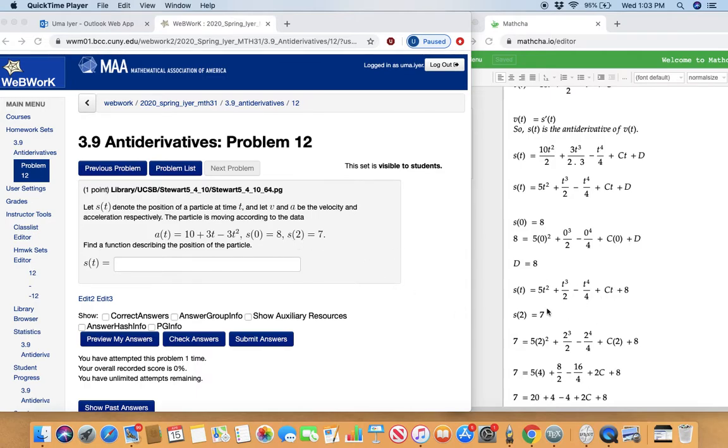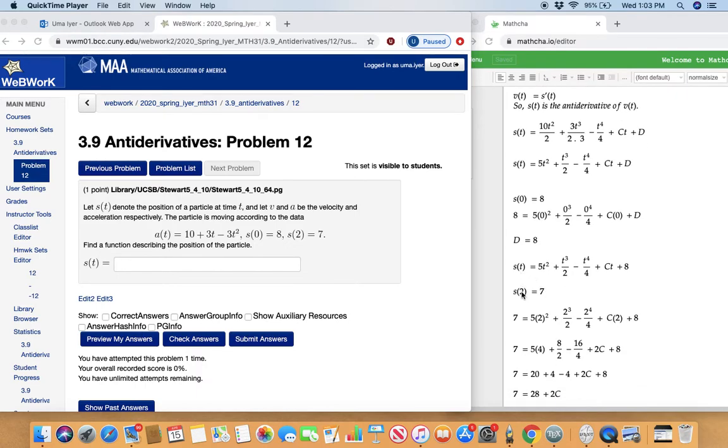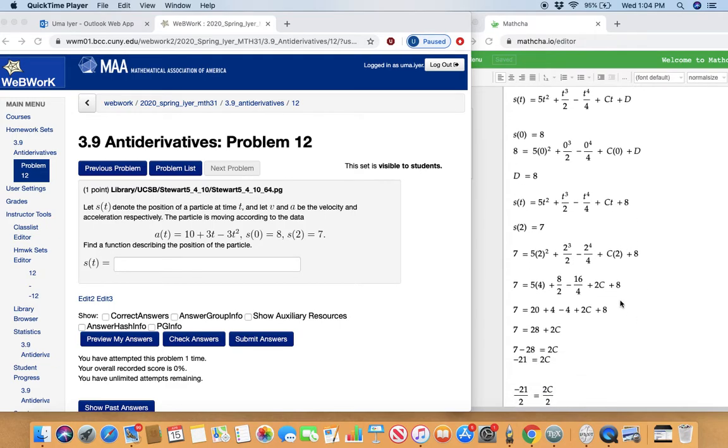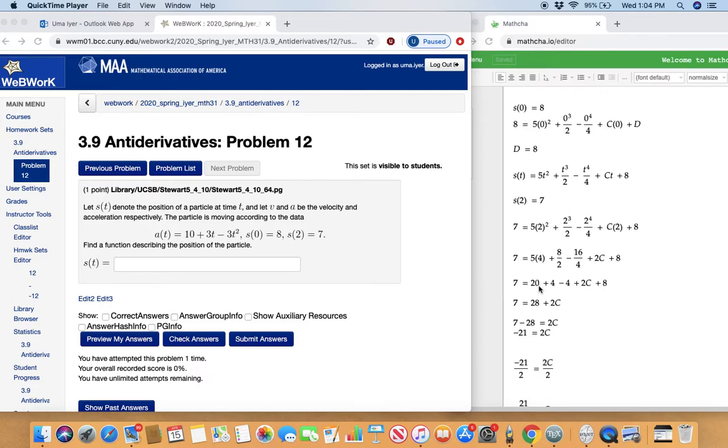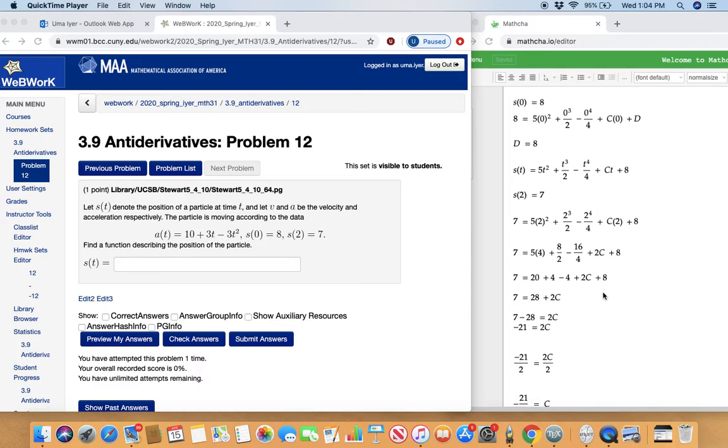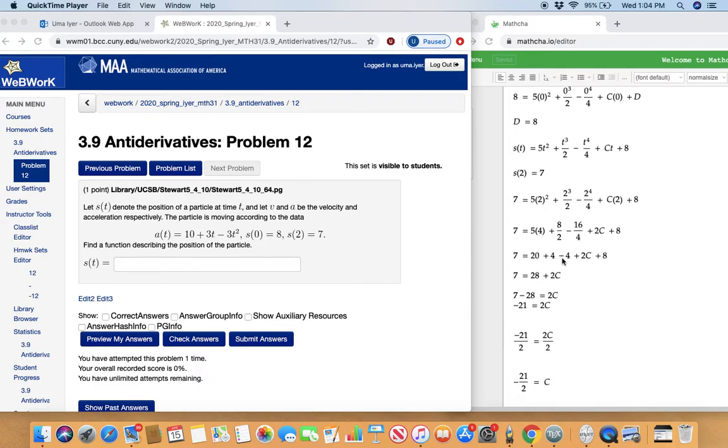S at 2 is 7. That is, when I plug in t equals 2, the result is 7. So I'll write the result below and replace all the t's by 2. Okay, so simplify. 2 to the power 2 is 4. 2 to the power 3 is 8. 2 to the power 4 is 16. So 5 times 4, 20. 8 over 2, 4. 16 over 4, 4. 2c times 4, 8. Aha, that's good. Plus 4 minus 4 cancel.